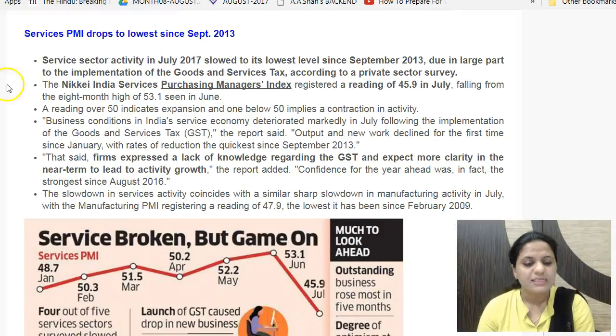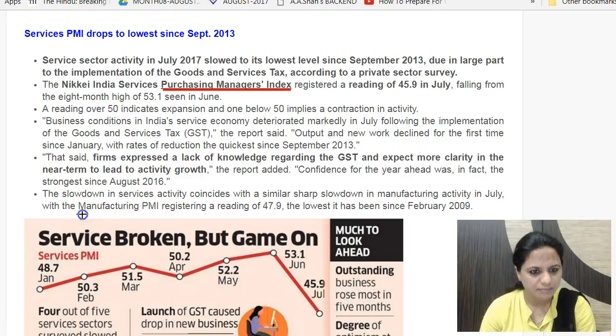Then next is services PMI drops to lowest since September 2013. This is regarding the purchasing managers index. We saw it yesterday too, that was the manufacturing purchasing managers index, which had gone low for the month of July. This comes out monthly. This is not from the government. This is Nikkei India, which provides this index for both the manufacturing sector and the services sector.